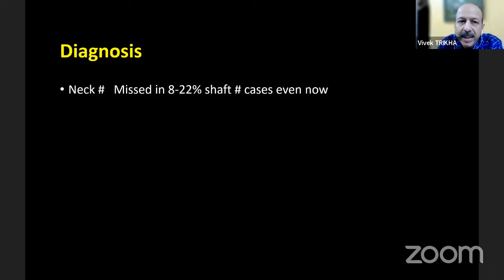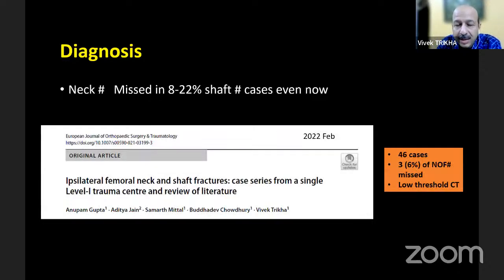Remember, whenever we are dealing with such fractures, neck fractures are missed in nearly 20% of shaft fracture cases, even now with all our modern gadgetry. This is a paper which we published last year regarding ipsilateral femur neck and shaft fractures of around 50 odd cases. And what we found was that even in our best centers, 6% of neck femur fractures were missed in shaft femur fractures when we had a low threshold of getting a CT scan. And CT scan is available at the drop of a hat in my hospital.